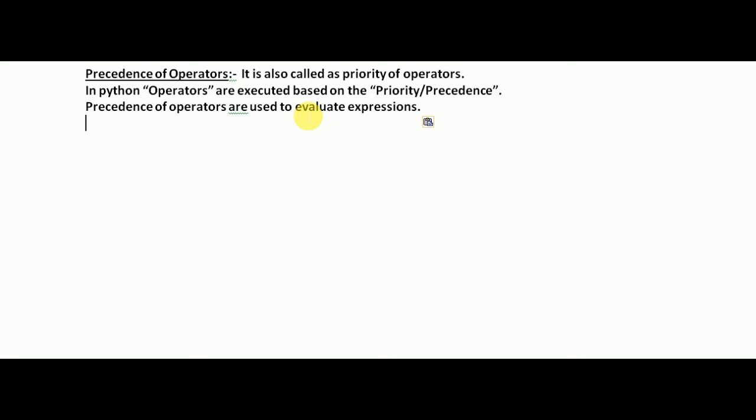Now, the question will arise here, what is an expression? Expression is the combination of operators and operands. For example, a plus b. Here, a and b are the variables or operands, and plus is the operator.